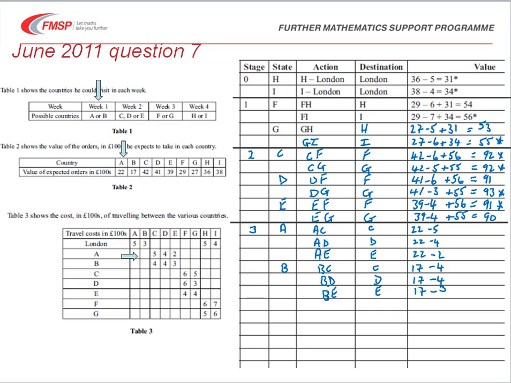If our destination is C, the current maximum value there is 92. If it's D, it's 93. And if it's E, it's 91. Those are repeated below for C, 92. For D, 93. And for E, 91.